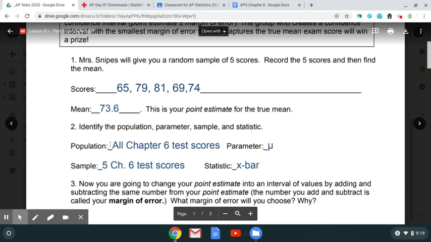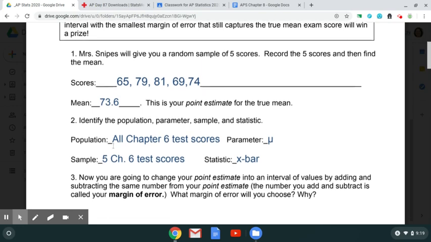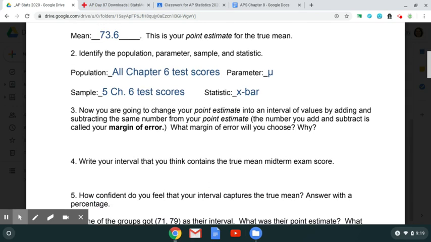To do a review from chapter 6, the population will be all of your chapter 6 test scores. The parameter is mu, the true average of your test scores. We have 5 chapter 6 test scores that create our sample, and our statistic x bar is going to be 73.6. So I am going to scroll this up, and I would like for you to pause the video, read through, and think about 3, 4, and 5. When you're ready to hear me keep talking, press play.